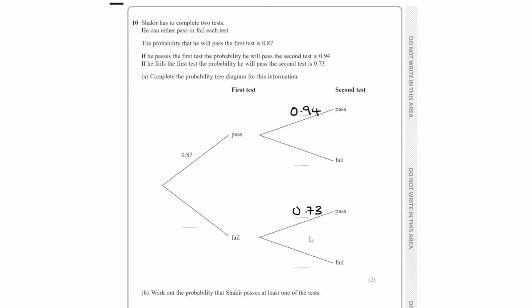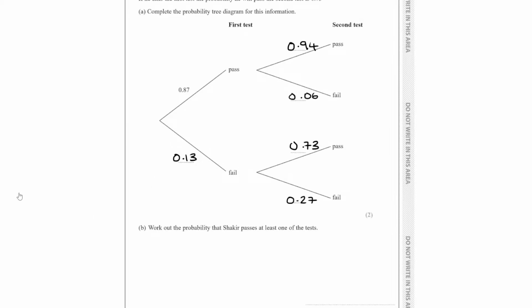So I filled out those 2. Obviously then each of these kind of pairs of branches have to add up to 1. So that would be 0.13. This one would be 0.06. This one's 0.27. So that's 2 marks. Now we've got a part B.